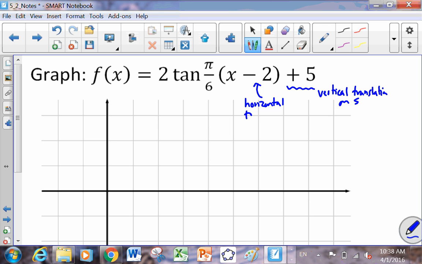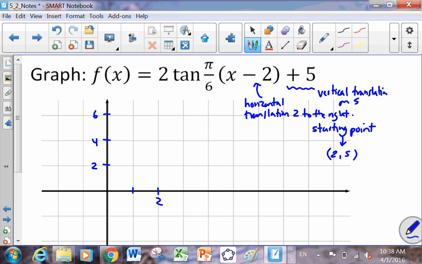Here, horizontal translation. So 2 to the right, right? Okay, what else can we find? If we're just looking at these two, instead of starting at 0, 0, we're going to move 2 to the right and 5 up. So we can find our starting point. It's going to be 2, 5. We can go and graph that. I'm going to just go by 2 here: 2, 4, 6. So 2, 5. I'm going to start here.